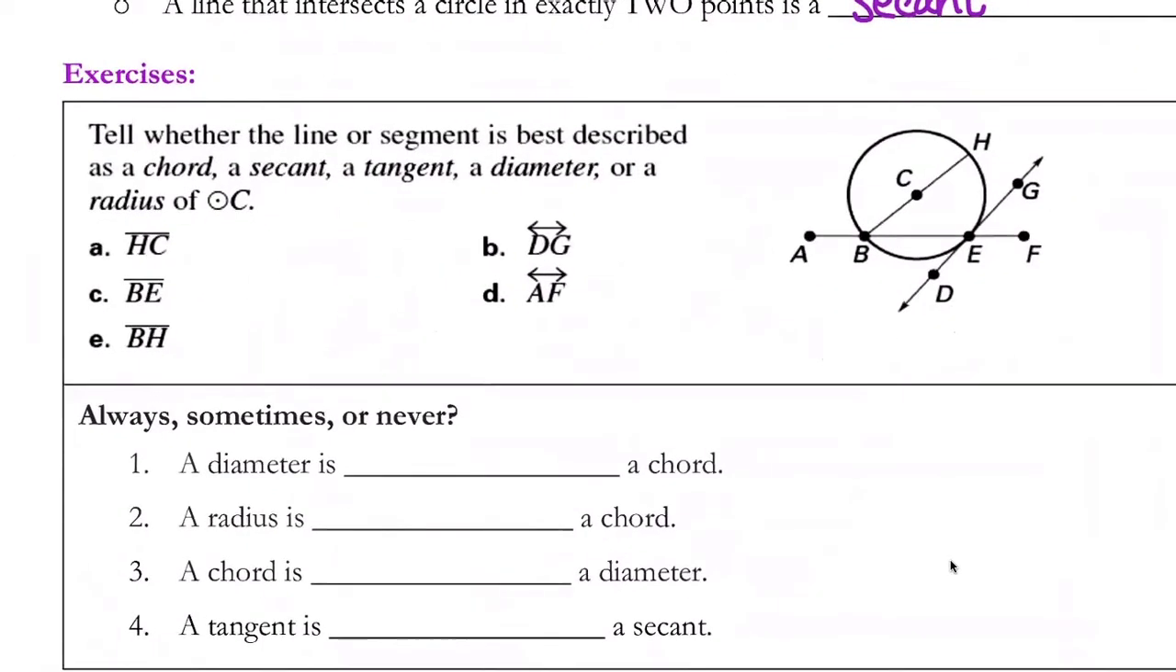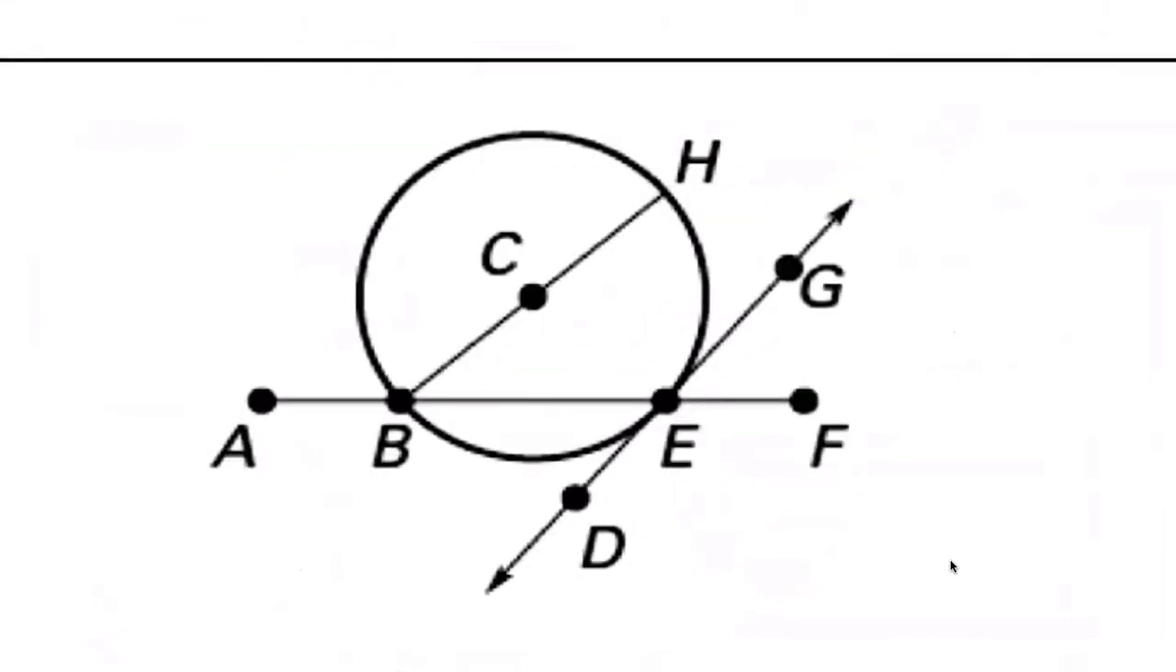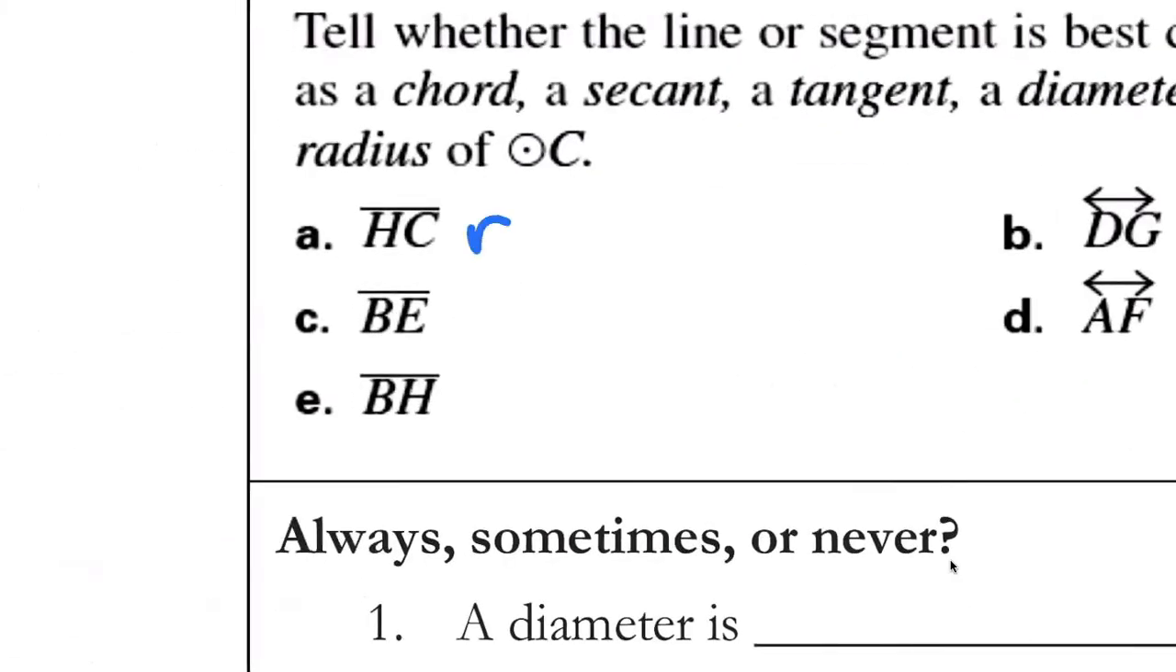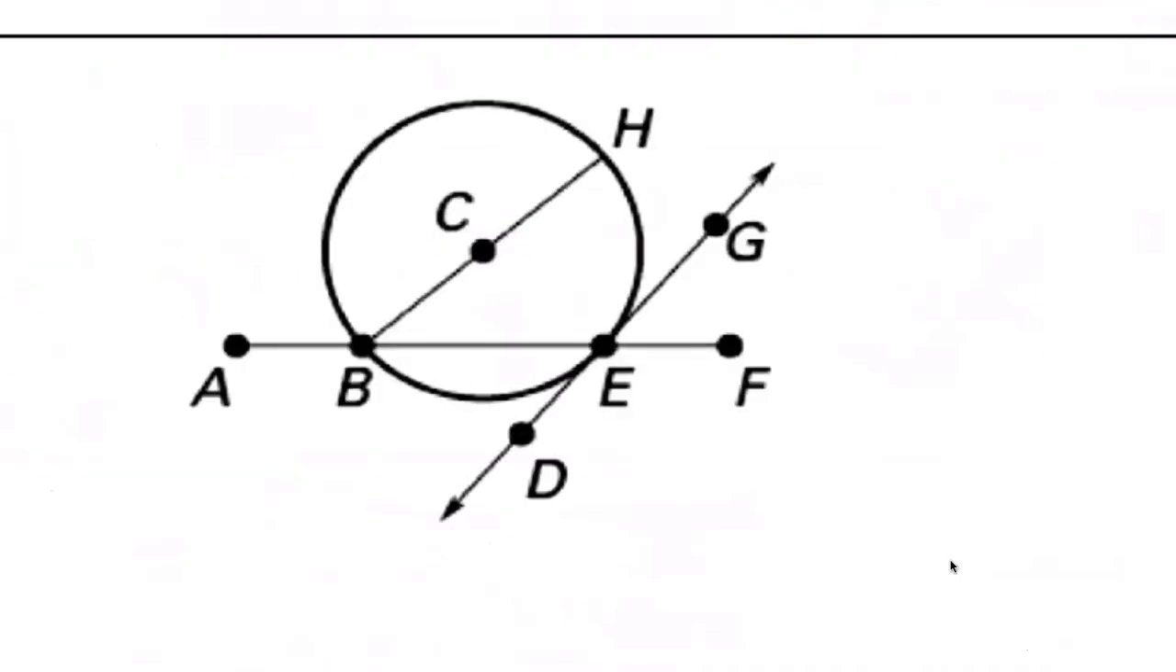Okay, so in this example, tell whether the line or segment is a chord, a secant, a tangent, a diameter, or a radius. So segment HC. Segment HC is passing through a point on the circle and also the center of the circle. That means the segment HC is a radius. It's not a chord because it does not have 2 points on the circle. It has one endpoint on the circle, but the other point is the center of the circle. So that is a radius.